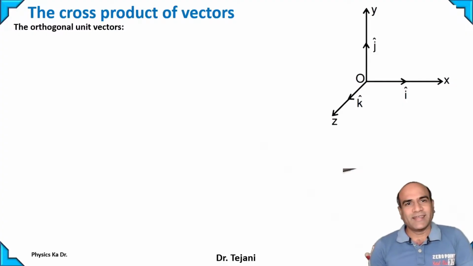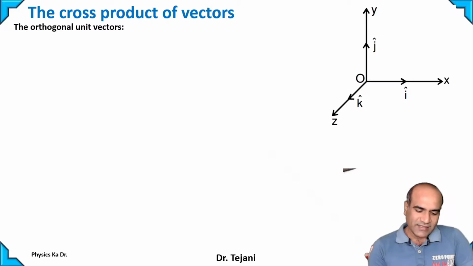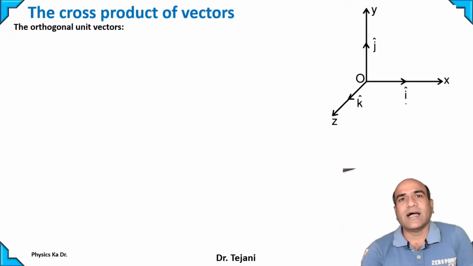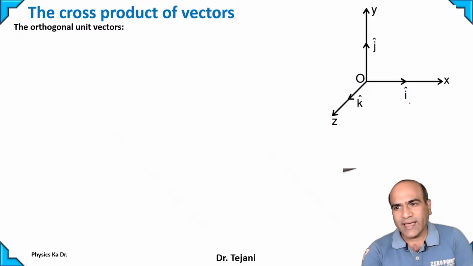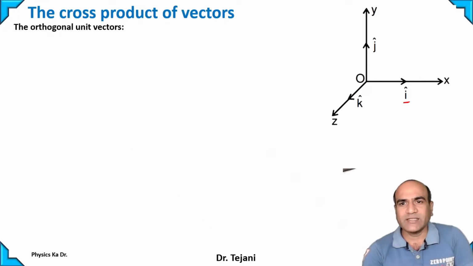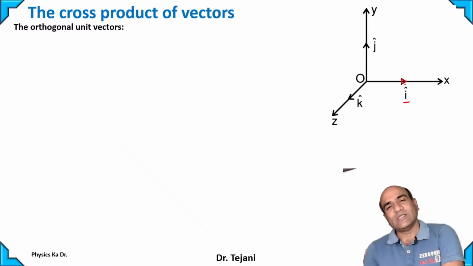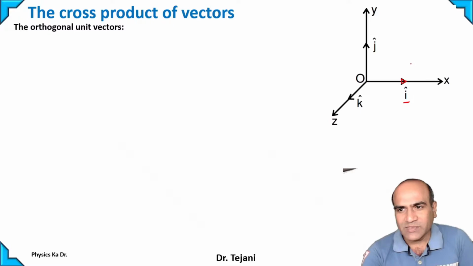So we have here cross product of vectors, and the first part is orthogonal unit vectors. When we talk about unit vectors in this Cartesian coordinate system, along the x direction, I is to be considered as a unit vector. A unit vector only has direction. It represents only direction, and its magnitude is considered as 1. And it has a symbol, I, with a cap.